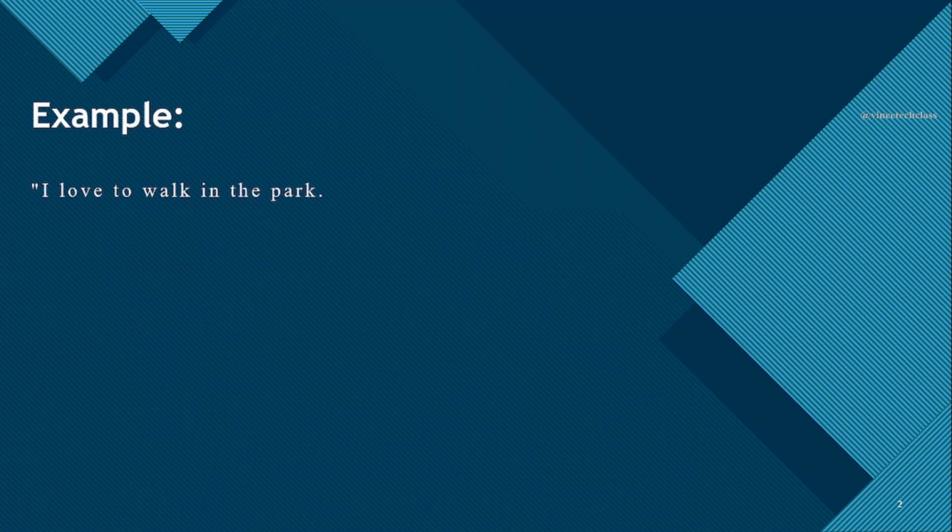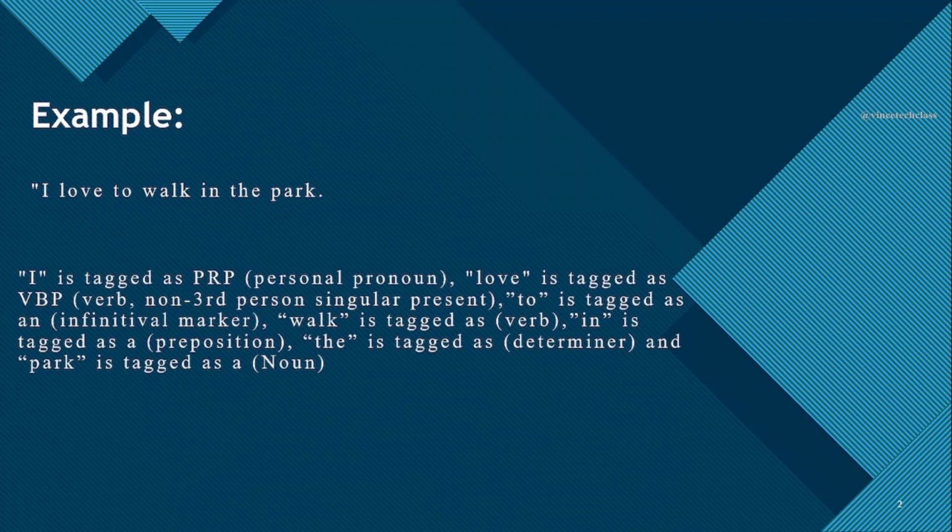From our example, we have our sample text as "I love to walk in the park." Now let's see the text after performing part-of-speech tagging. I is tagged as a personal pronoun. Love is tagged as a verb, non-third person singular present. To is tagged as an infinitival marker.